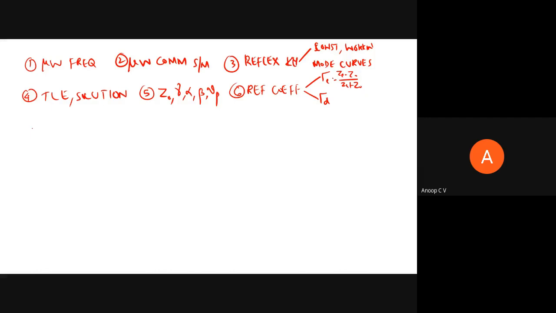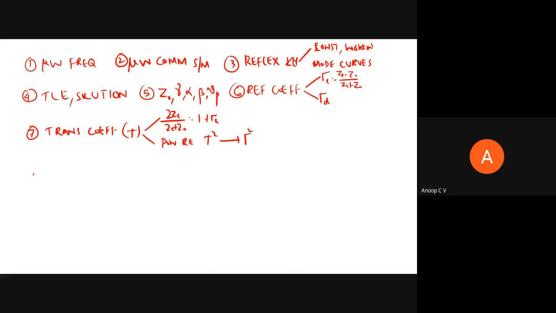Then the seventh one is transmission coefficient T, that is 2ZL divided by (ZL plus Z0). This is equal to 1 plus gamma L, and also the power relation, that is how T squared is related to gamma squared. There is an equation which is a consequence of the law of conservation of energy. That also.